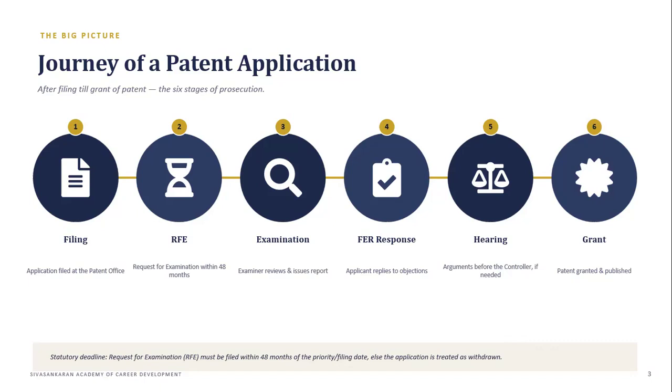Failure to comply with the prescribed requirement can result in the application being treated as withdrawn. Therefore, patent prosecution is not merely a technical exercise. It is also a process of carefully managing statutory requirements and timelines.